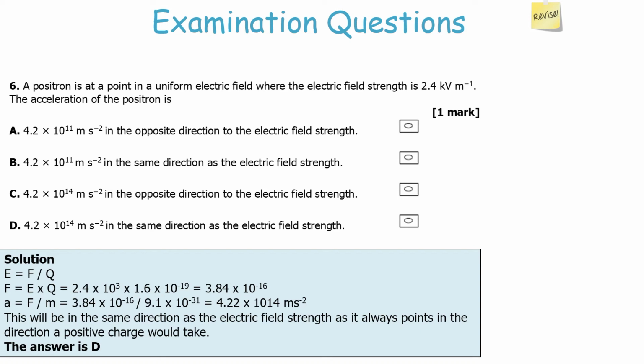Now this will be in the same direction as the electrical field strength, because the electrical field always points in the direction a positive charge will take, and a positron has a positive charge. It is an antiparticle of an electron. So therefore the answer is D.